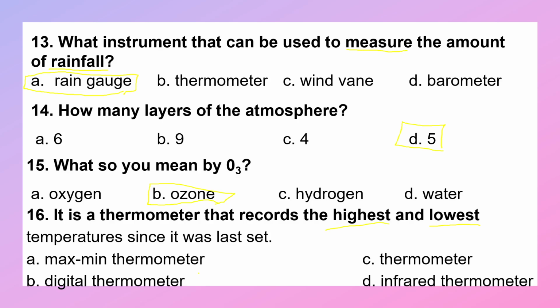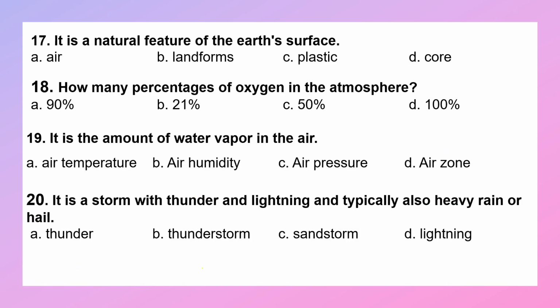Digital thermometer, C, thermometer, or D, infrared thermometer? It's obvious. We have the maximum and the minimum. Okay, the answer here is letter A, max min thermometer.